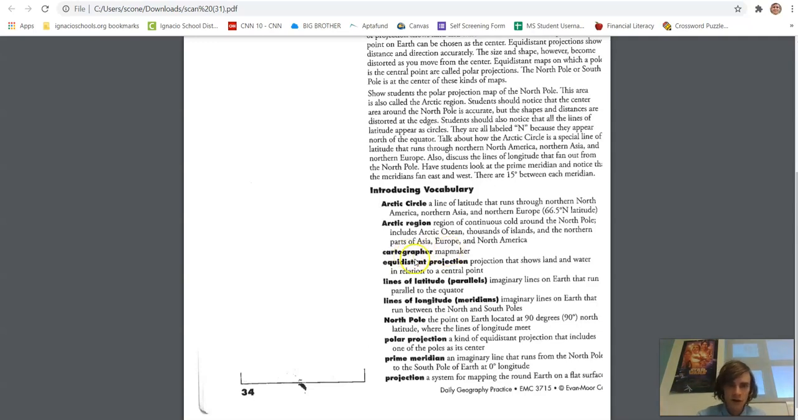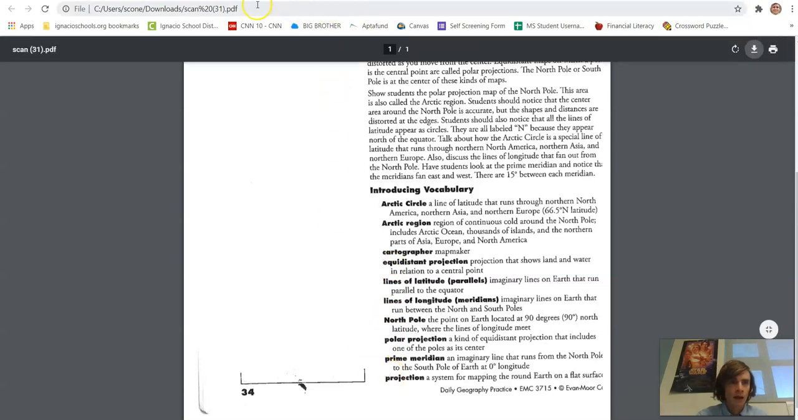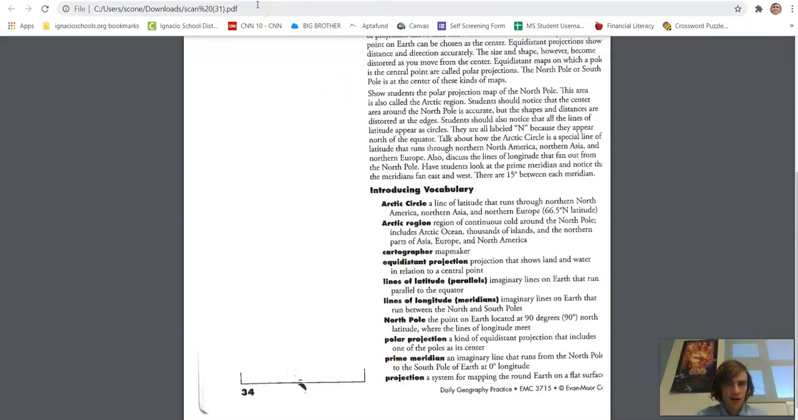Cartographer is a review word. We just talked about equidistant projection, and the rest of these should be all review words for you as well this week. Give me an email if you have a question or ask them in class, but hopefully this directions video will give you some tools for how to use this map this week.